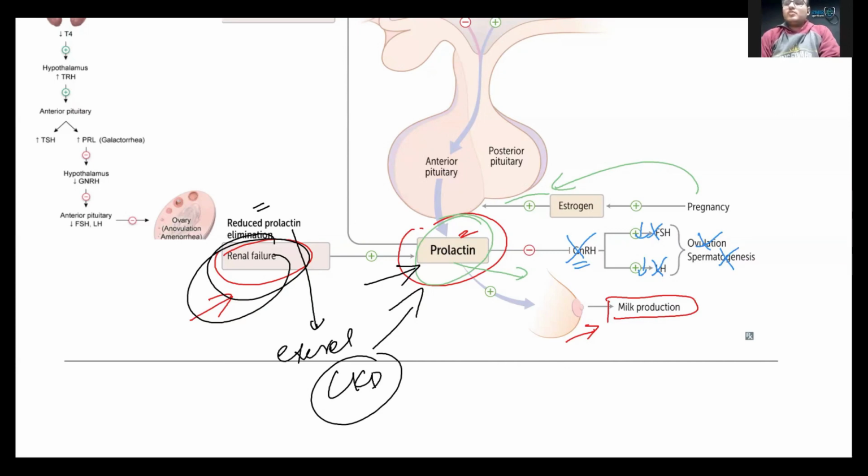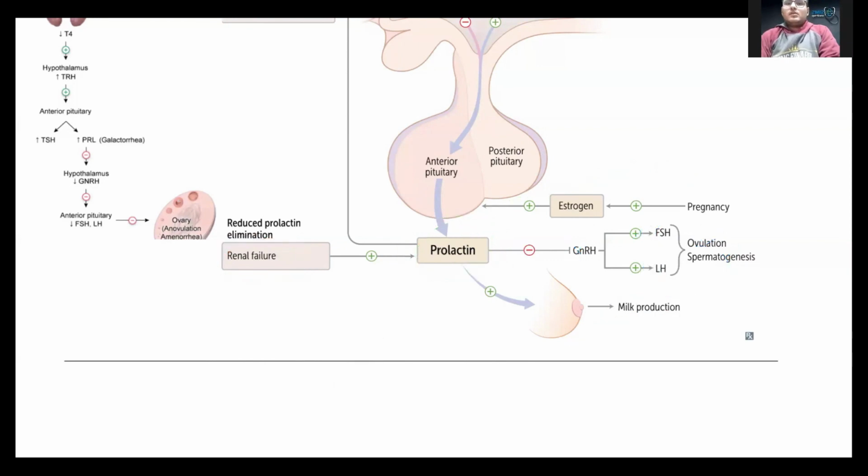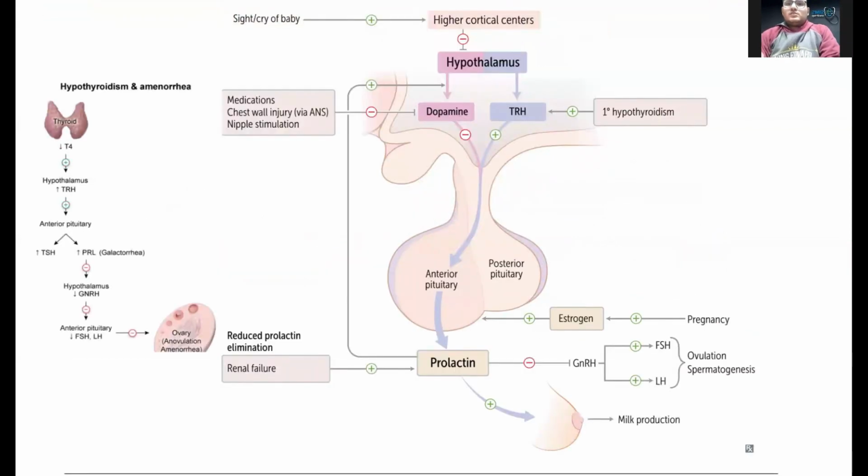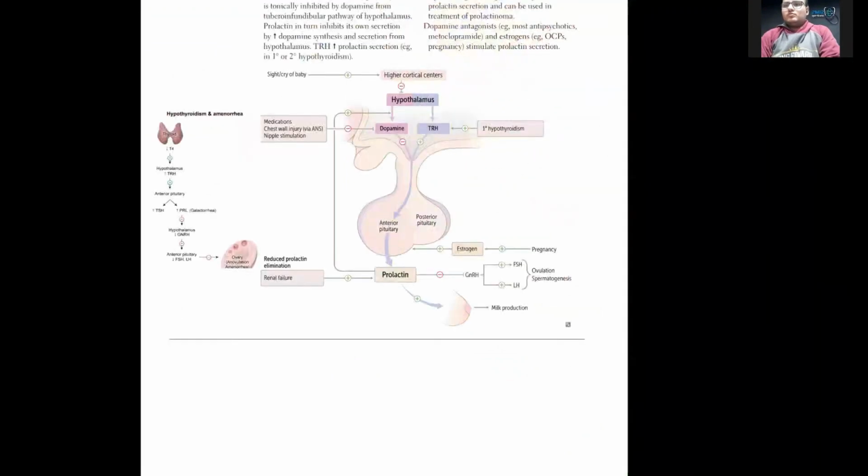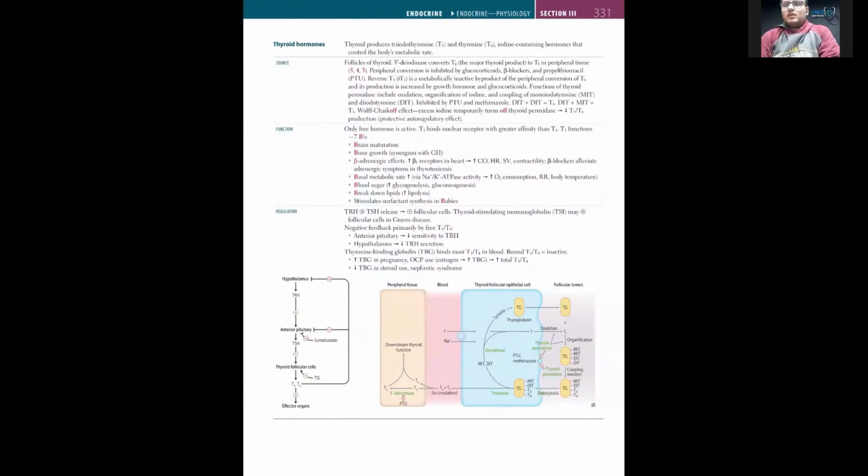In the USMLE Step 2 exam, they will ask about medications and ask about CKD, chronic renal failure, chronic kidney disease. It is also a cause of hyperprolactinemia. So we have discussed this regulation. Next, we will move to the thyroid hormones.